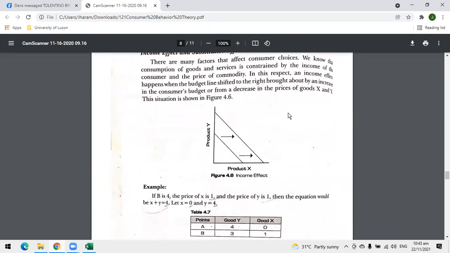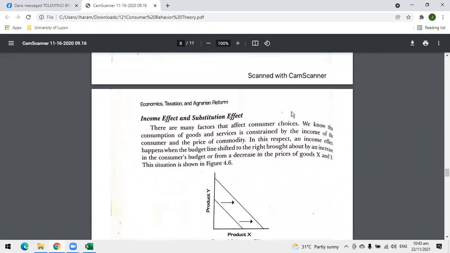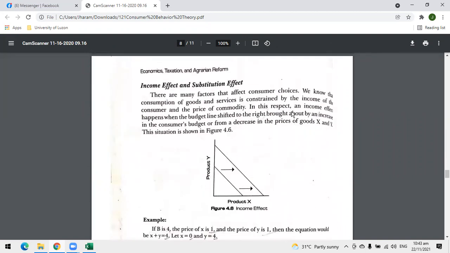And then lastly, we have the income effect and the substitution effect. We already know that when income increases, more or less, we will have a shift to the right, or an increase in demand. And of course, a shift to the left when it falls. That is income. For substitution, if there is an available substitute, then we will have a shift to the left. But when the price of the available substitute increases, we will have a shift to the right.